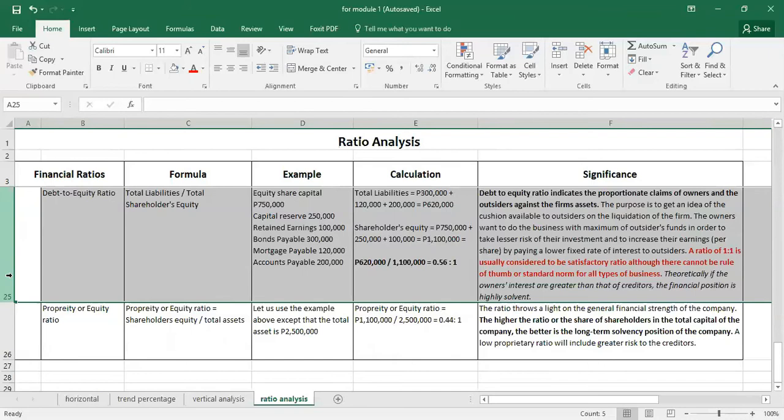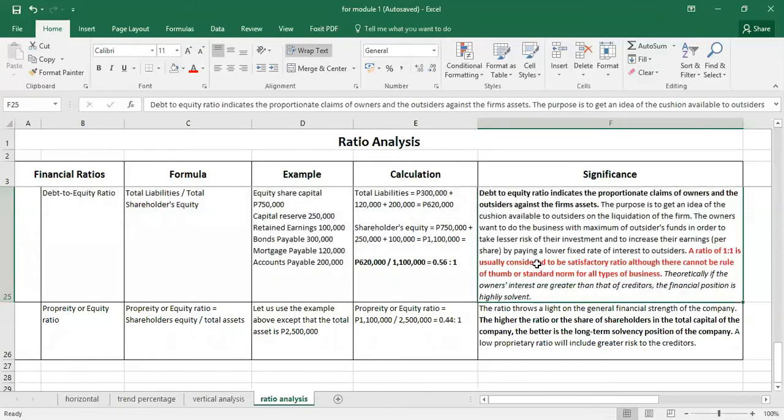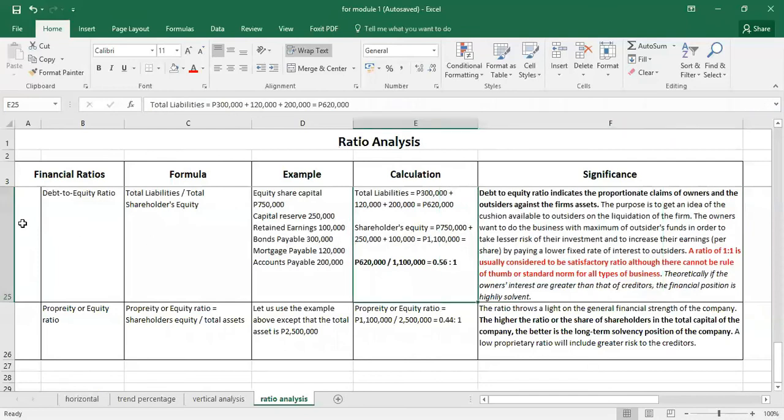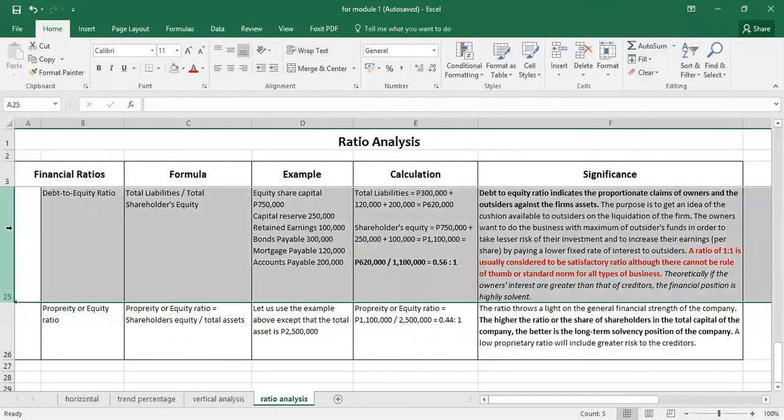The owners want to do business with the maximum of outsiders' funds in order to take lesser risk of their investment and to increase their earnings. A ratio of 1:1 is usually considered to be satisfactory, although there cannot be a rule of thumb. Okay. That is our debt to equity ratio.